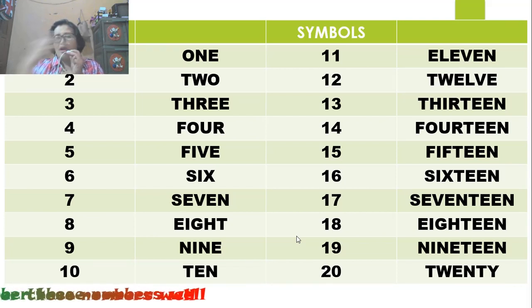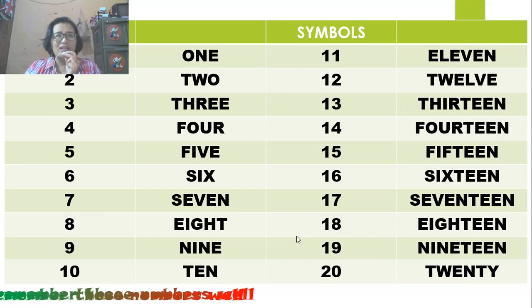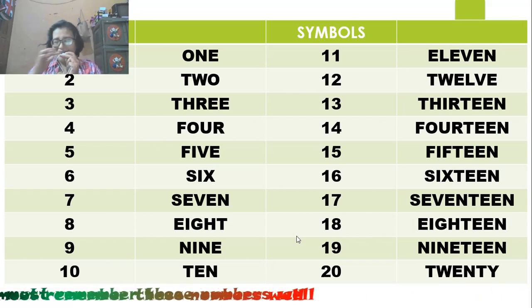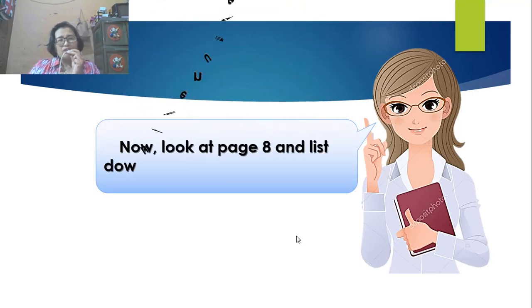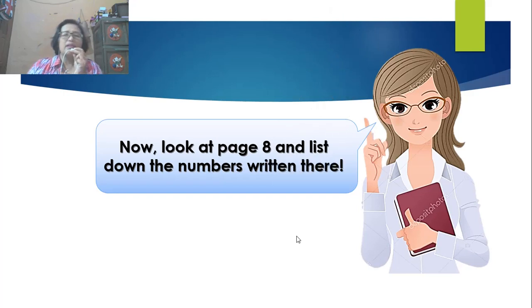Okay, for those who haven't remembered all from 1 until 20, please study again. In case you can follow the third grade to mention number 1 until 100 more clearly. Okay, more fluently. Okay, next. So we are going to continue our lesson to talk about numbers, okay? Now, I want you to look at page 8 and list down the numbers written there.